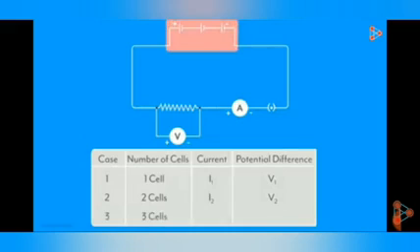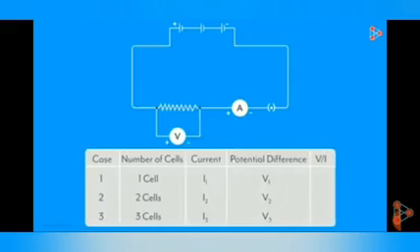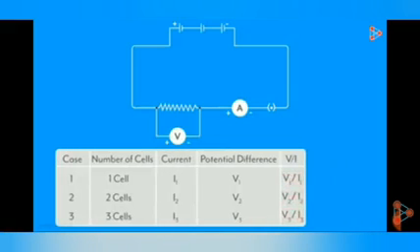Now, here we have given the 3 cells. So, I3, V3. When the number of cells is increasing, the current also will increase as well as the potential difference also will increase. To note this, here is another column that we have to note down, V by I. V is nothing but potential difference, I is the current. So, V1 by I1, V2 by I2, V3 by I3. So, these three also will be equal.